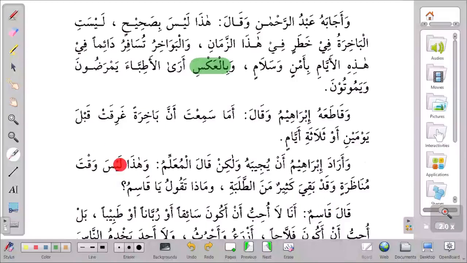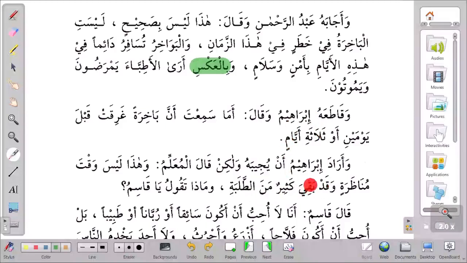وقت المناظرة, quarrel time. This is not a quarrel time. This is not time for you to quarrel. وقد بقي كثير من الطلبة, and it has certainly remained a lot of the students. A lot of the students have not spoken, and you are there quarreling, and the time is going. So that's what he's trying to say.